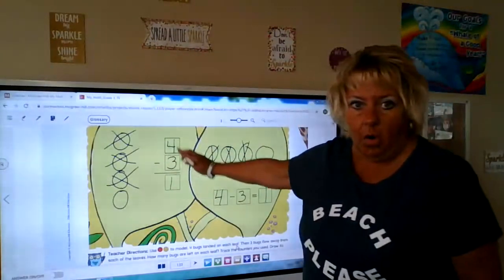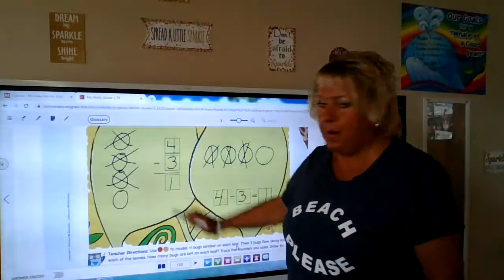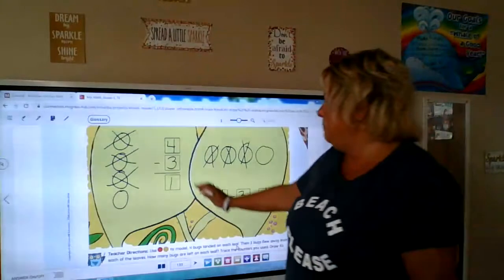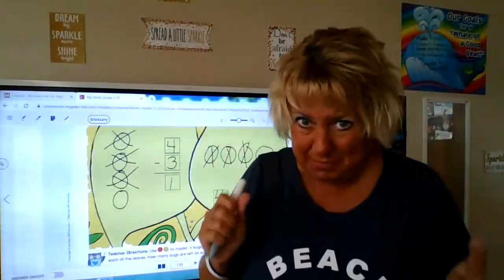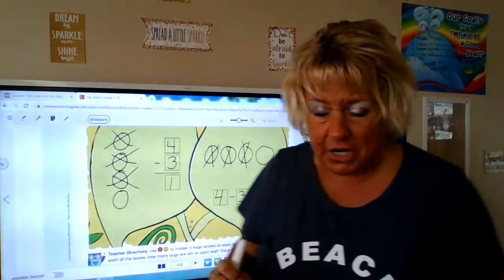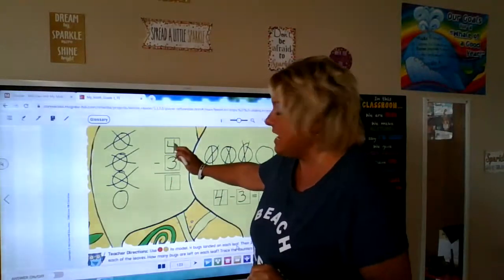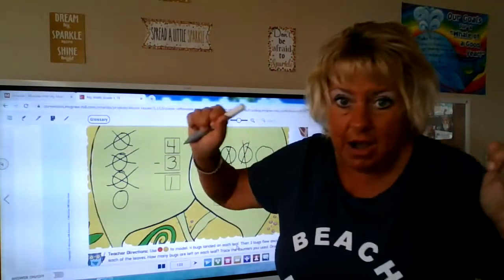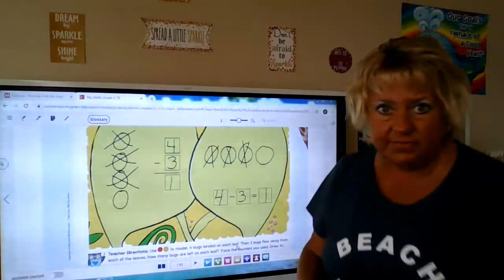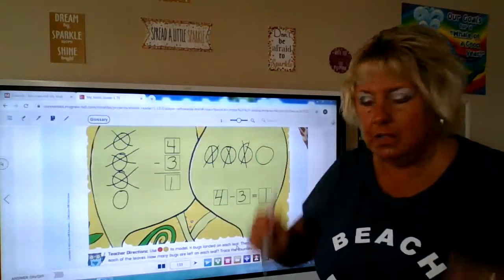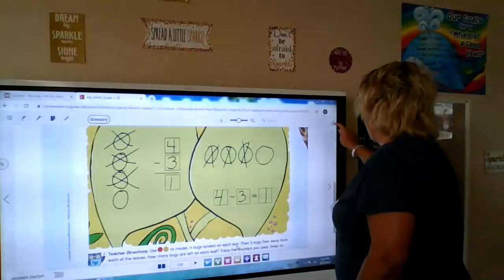4 is the whole. A part of 4 is 3. What would the other part be? 1. Because this is so cool, I love this part because you can check your answer. And here's how. We work backwards because 1 plus 3 equals 4. And that's how I know we were right. 1 plus 3 equals 4. Cool. Yay. Okay, we're going to the back side of that paper now.